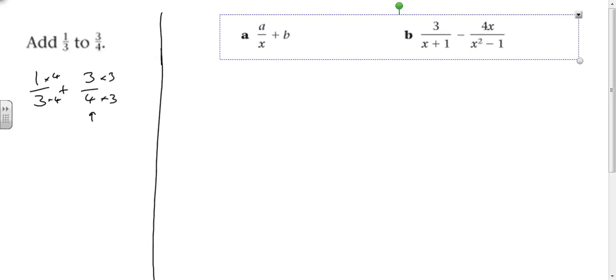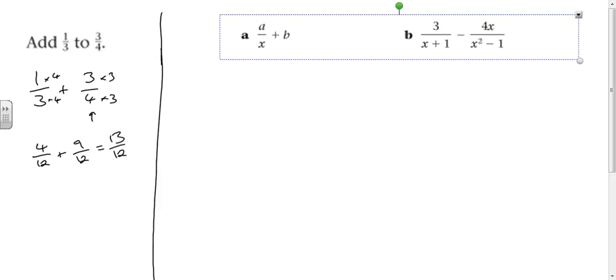Right, now the next one. Oh, no, sorry. Follow on with this. So 1 times 4 is going to be 4, and then 3 times 4 is 12, plus 9 over 12. Now, I know this is just simple adding of fractions, but it's the whole premise of we need to have a common denominator. So we need to multiply the top and the bottom by something to ensure we've got a common denominator. So we've got 13 over 12 here.